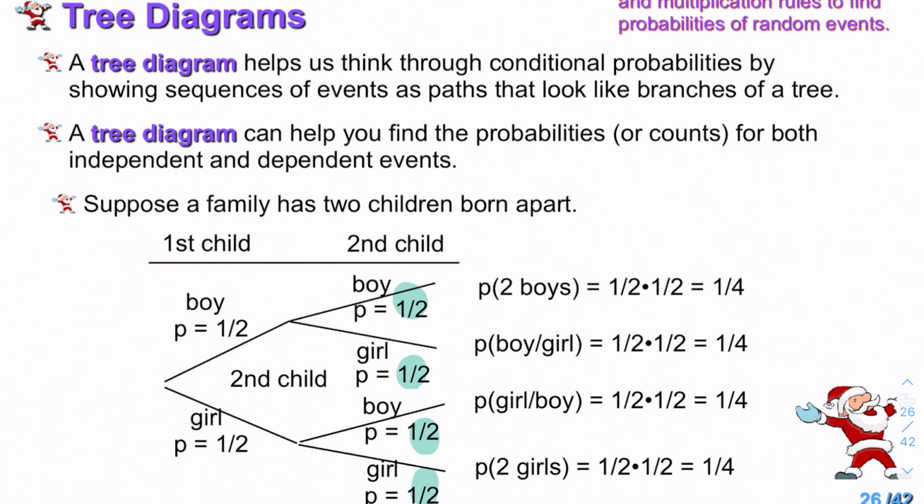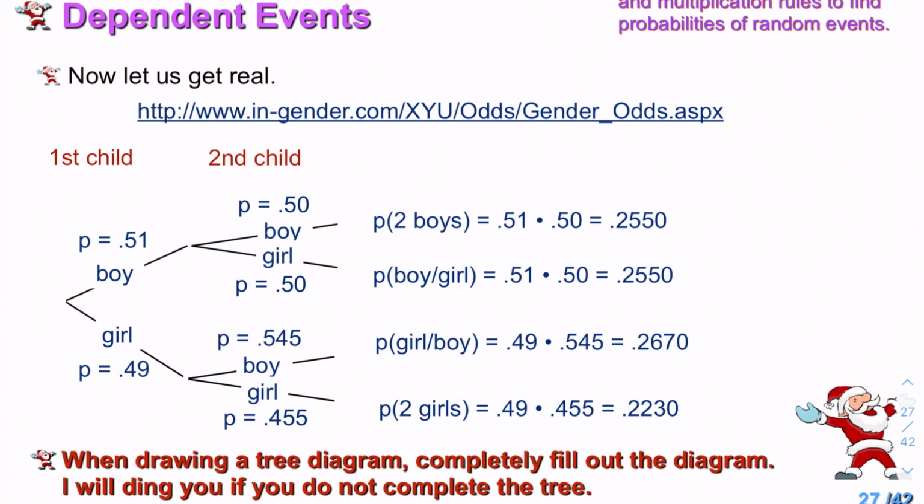Notice that at the very end, if you just added up these values, they obviously add up to more than 1. But what's happening is you're doing a half times a half, or a half times a half. Those combined probabilities of 2 boys, or a boy and a girl, or a girl then a boy, and then 2 girls, if you add all of those end probabilities up, that will be your total of 1. So suppose a family has 2 children born apart. It's safe to assume that it would be equally likely.